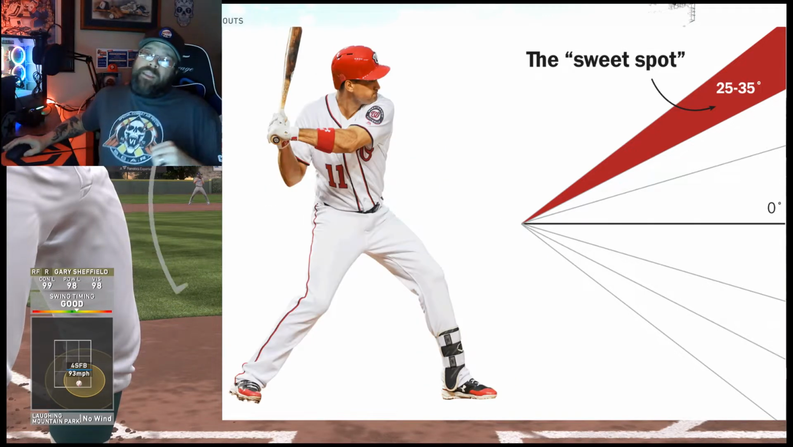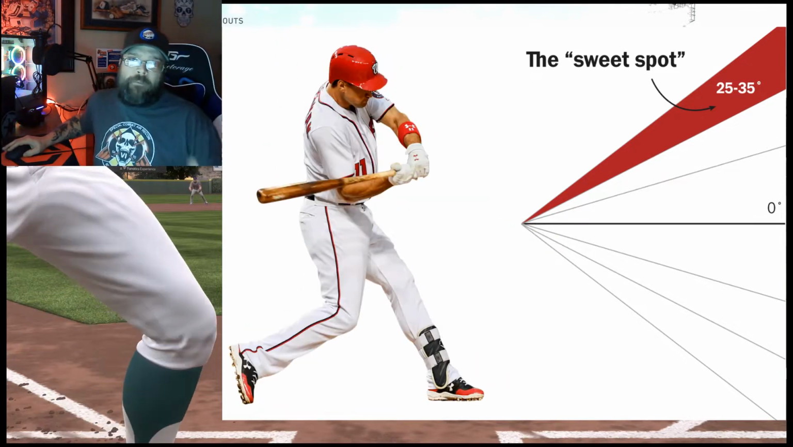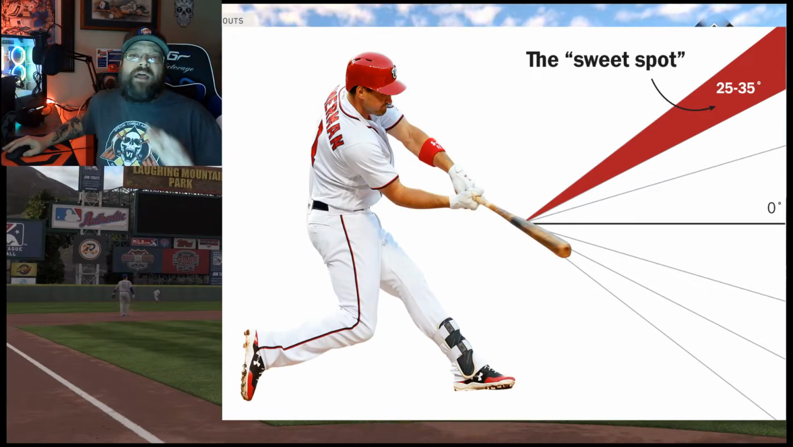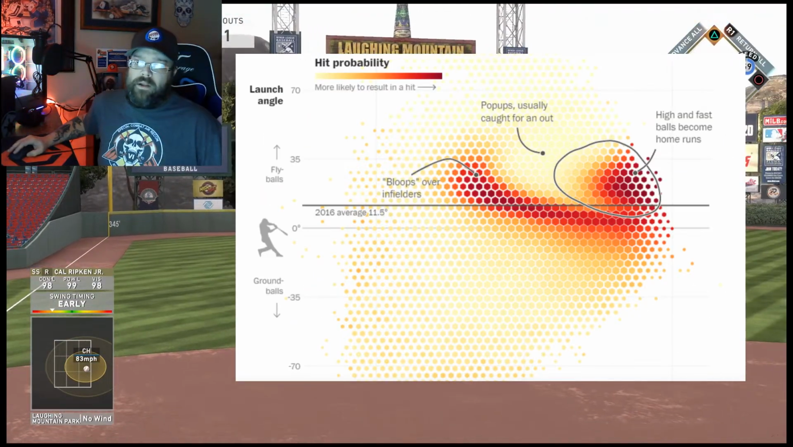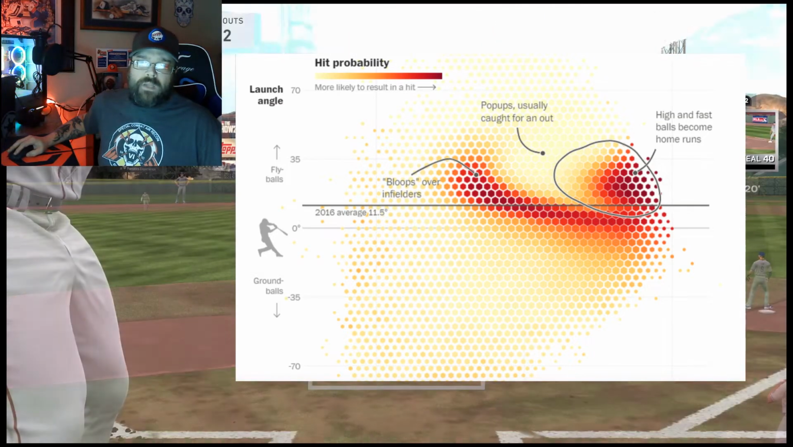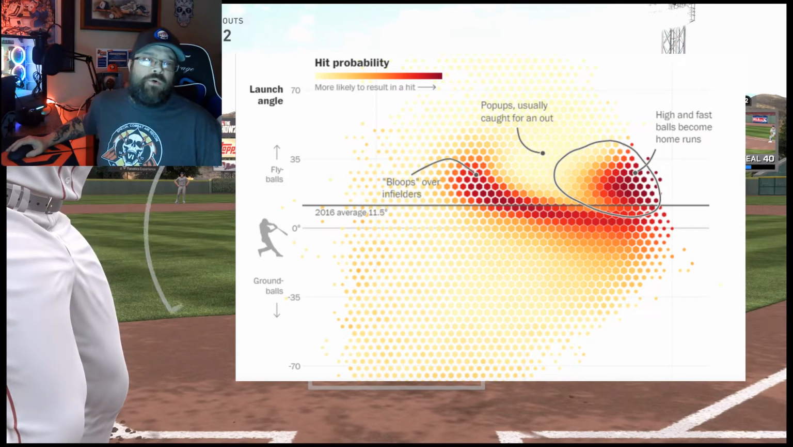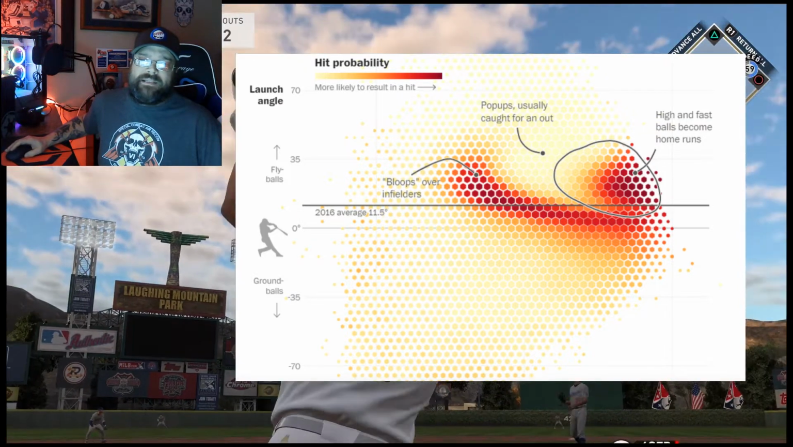So if you can find that optimal launch angle for yourself, that's great. This says 25 to 35 here. We're going to look at another diagram right here real quick. And this one shows the hit probability here at the top based on the color here on the screen. And you'll see all these little hexes.